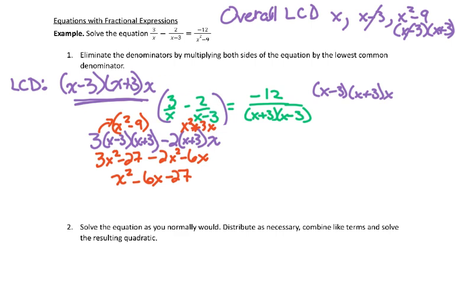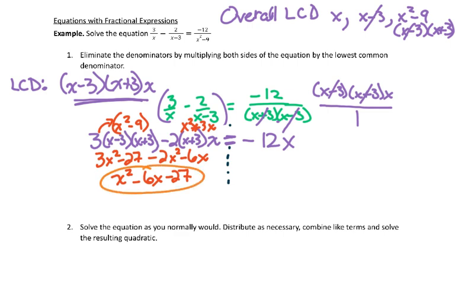So now let's look at just the right side. We're going to distribute our LCD to our right side. Hopefully you see that the x minus 3 cancel, the x plus 3 and x plus 3 cancel, so we're only left with a negative 12x. And remember, that equal sign will come straight down. I'm now going to take my left-hand side and set it equal to my right-hand side.